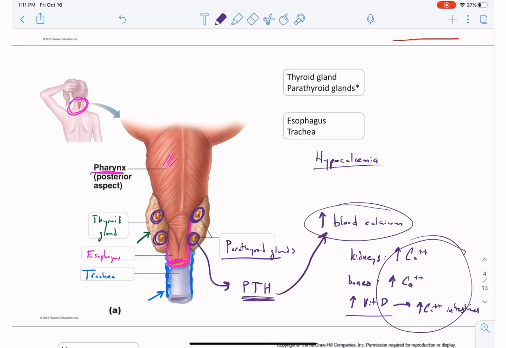And by the way, what do we call that type of stimulus where there's a circulating level of nutrient or electrolyte in the blood that's stimulating the release of a hormone? We call that a humoral stimulus. So low levels of calcium circulating around in the blood are going to be detected by these parathyroid glands, and we call that a humoral stimulus.